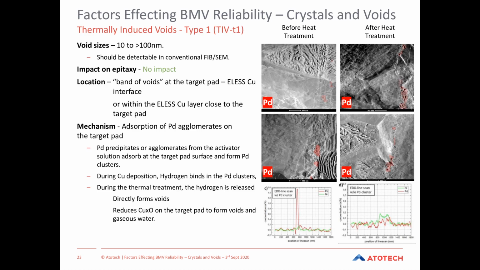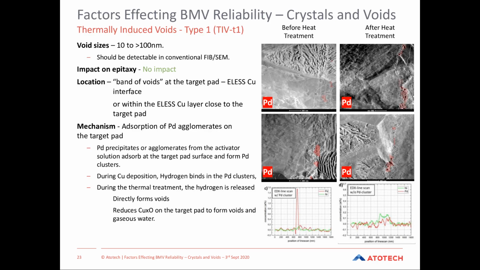In this type of void, what we were seeing is a thin band of voids. So it's not a single line, it's a small cloud, located right at the interface between the target pad and the electrolysis copper. So something was affecting it very early on in the electrolysis process. Using the TEM, because we couldn't detect anything with a FIB, we determined those voids were often present or surrounded by areas of increased palladium content.